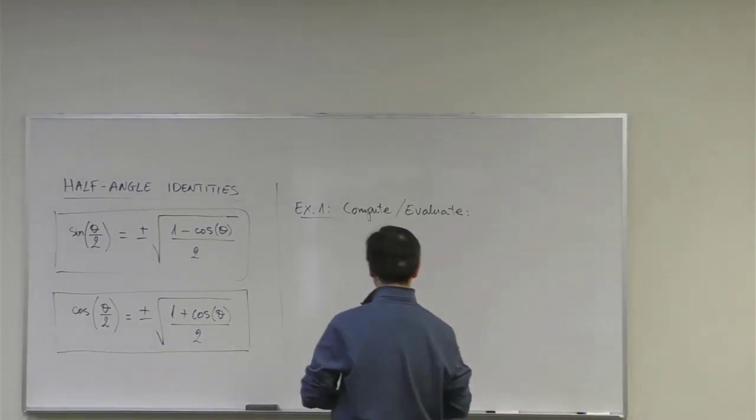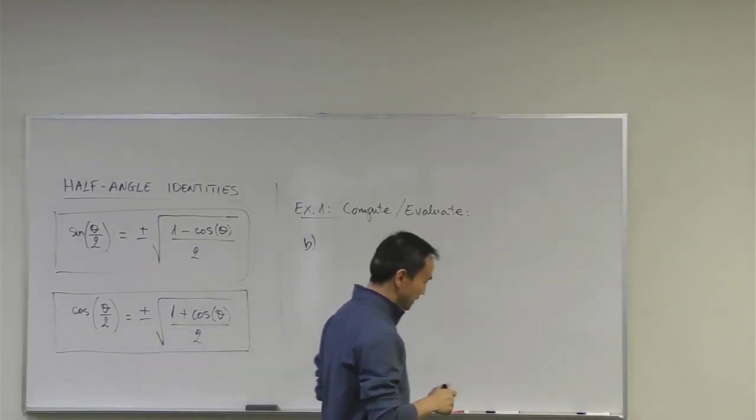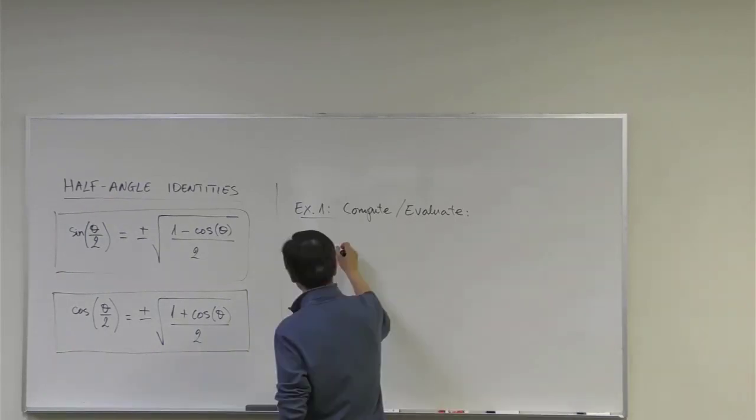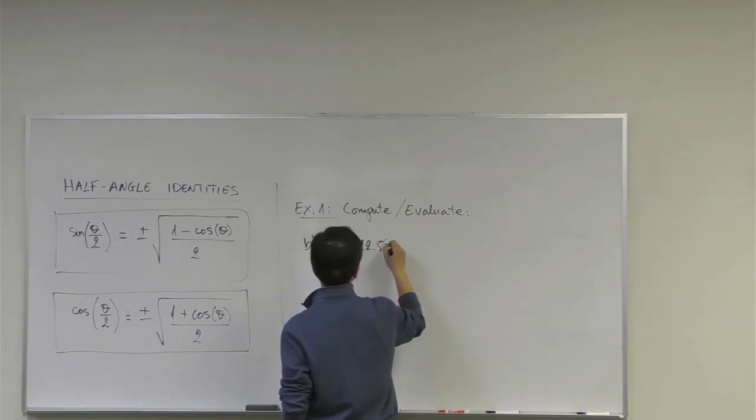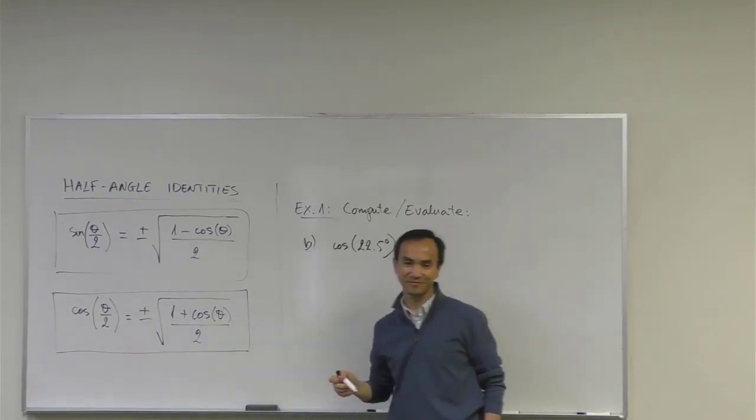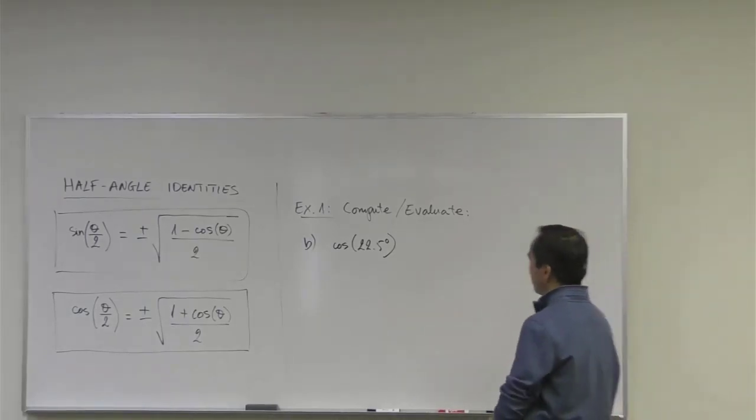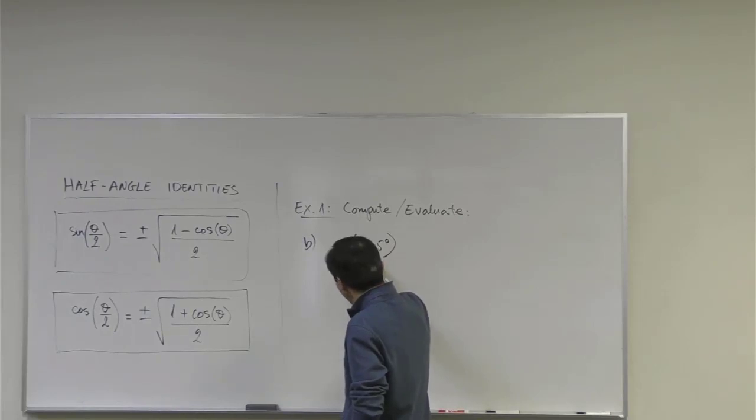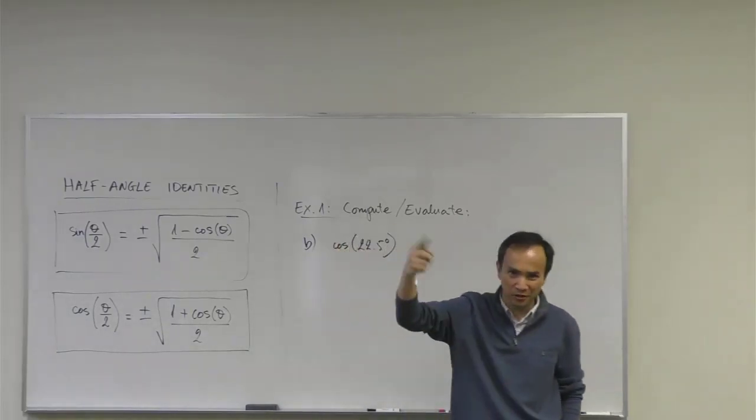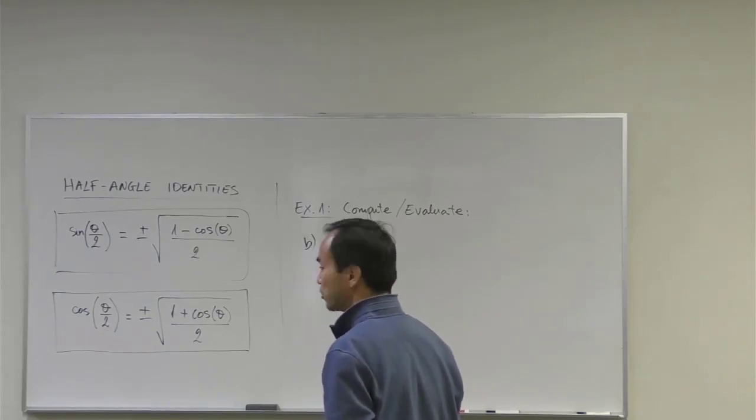And I want to bring in another problem here. It's just a straightforward computational problem: cosine of 22.5 degrees. For this problem, once again, what do we recognize? The 22.5 degree angle is not found among the common angles in your unit circle, right?